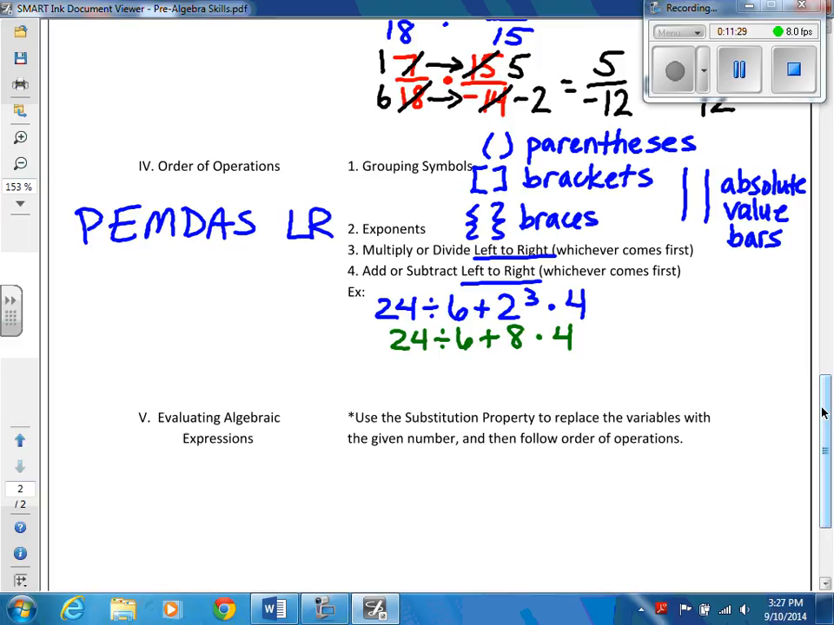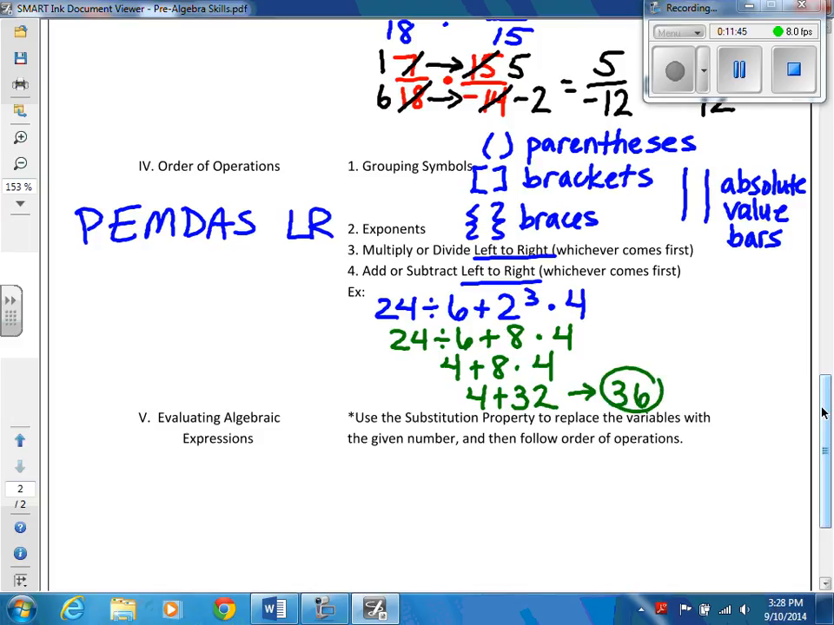Okay, so now we have divide and multiply in the same sentence that's left, so we have to go from left to right. So dividing must come first. 24 divided by 6 is 4, plus 8 times 4. Now do your multiplying, so you have 4 plus 32, and the final answer comes out being 36.